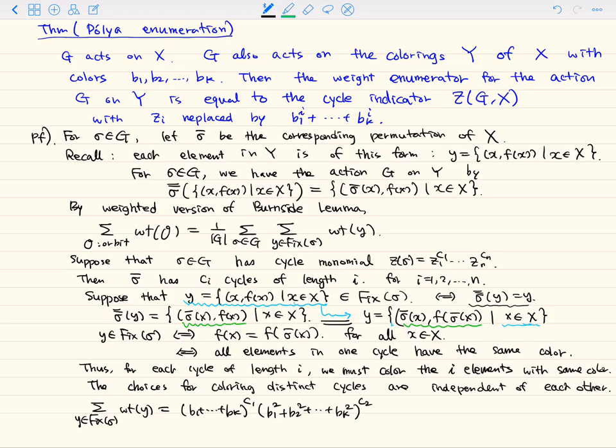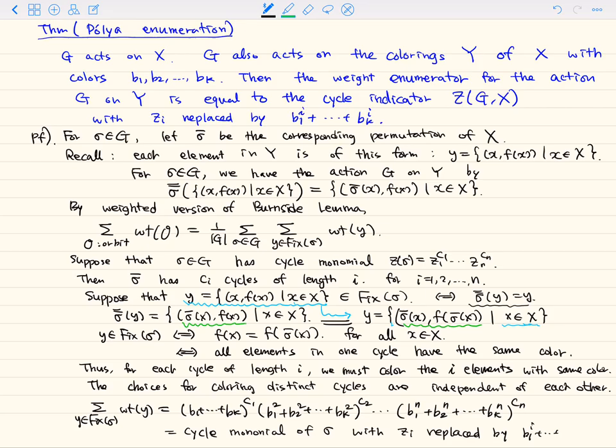And for a cycle of length n, we have to color all n elements with b1, which will give us b1 to the n, or b2, which will give us b2 to the n, and bk, for every cycle of length n. So this is exactly the cycle monomial of sigma with Zi replaced by b1 to the i plus dot dot dot plus bk to the i.